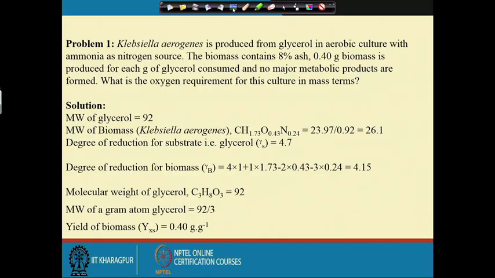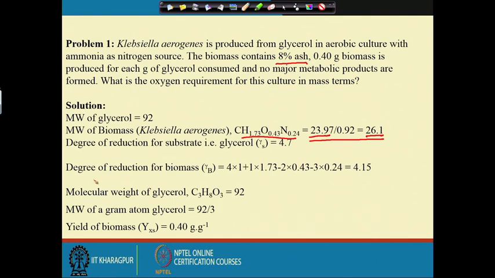Now, in this problem, if you go to the text, I hope everything will be clear. Here we have seen the formula of the biomass, and this is how we got the molecular weight. This is actually the molecular weight, but it contains 8% of ash. So, you divide by 0.92 and get 26 for 100 grams. This will be the actual molecular weight, the total mass of the biomass that we have.